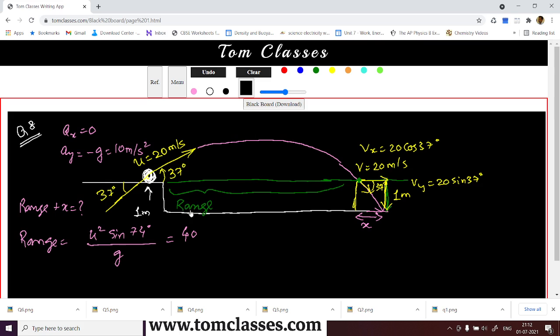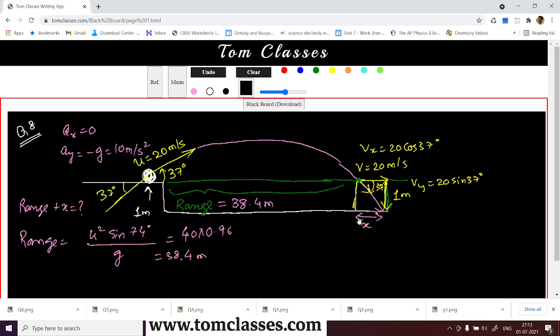So this is 40 multiplied by sin 74, that is 0.96. We know that this value is 0.96. So this value is going to be how much? This will be 40 into 0.96, so this is 38.4 meter, right? Till this it is okay.